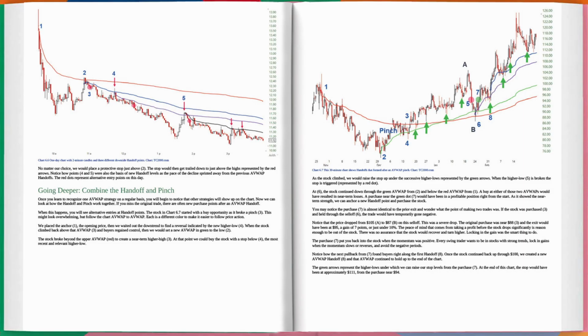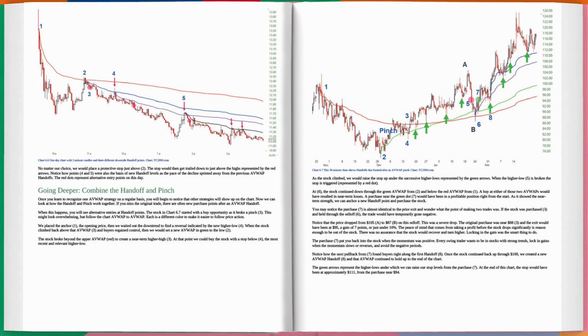The stock in chart 6.7 started with a buy opportunity as it broke a pinch 3. This might look overwhelming, but follow the chart AVWAP to AVWAP. Each is a different color to make it easier to follow price action. We placed the anchor 1, the opening price, then we waited out the downtrend to find a reversal indicated by the new higher low 4.